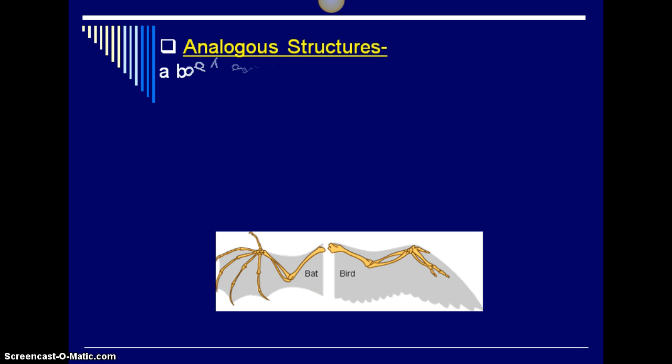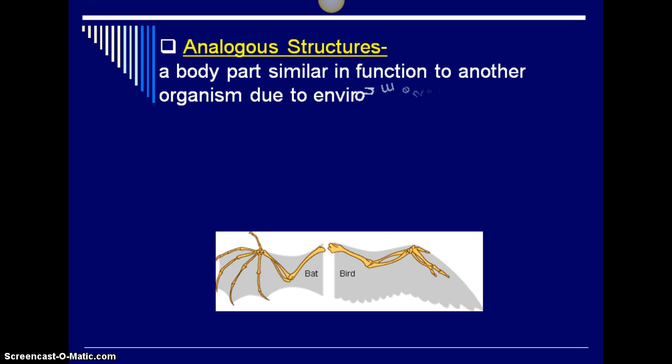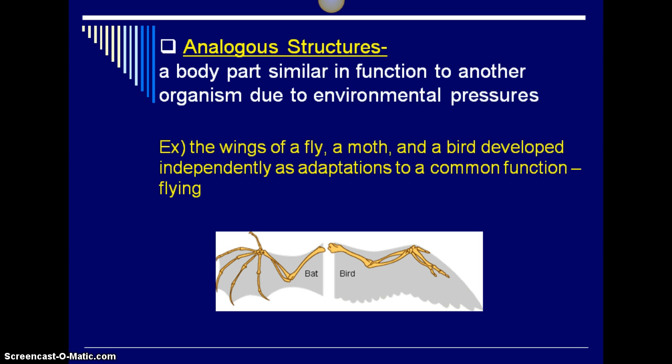Okay, the next one is analogous structures. So notice the beginning of that word changes slightly. So in this one, the body part has similar functions, but they don't have the same necessarily structure that's there. So it's a body part similar in function to another organism because of environmental pressures. And that means because they needed to fly, in this example, a bat and a bird. They needed to fly, so they have a similar structure, but they didn't develop necessarily from the same common ancestor.